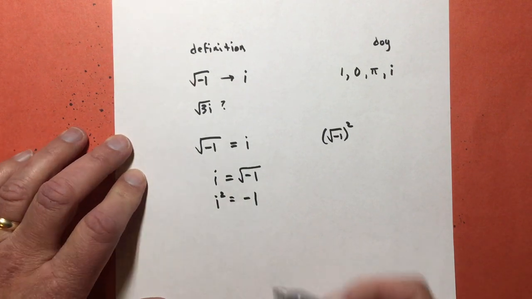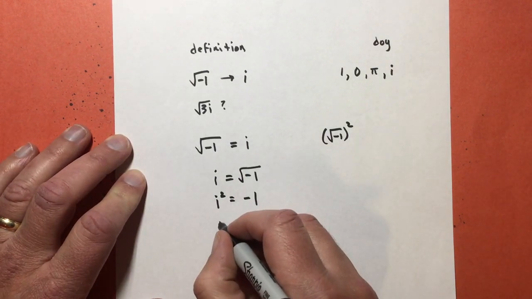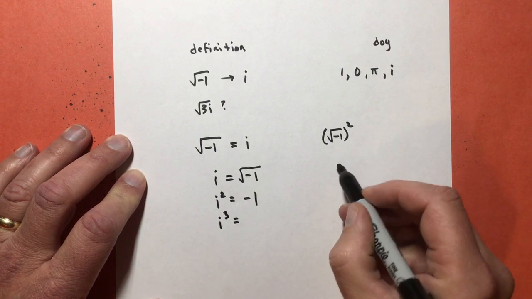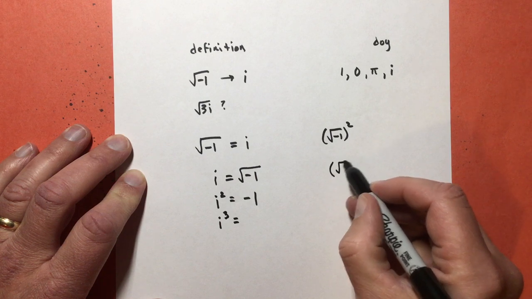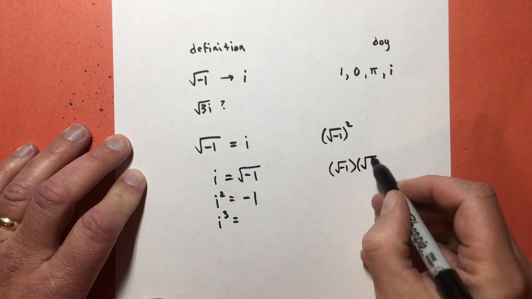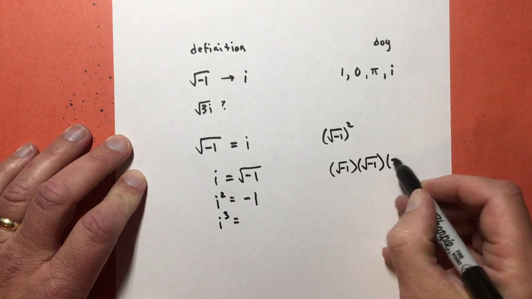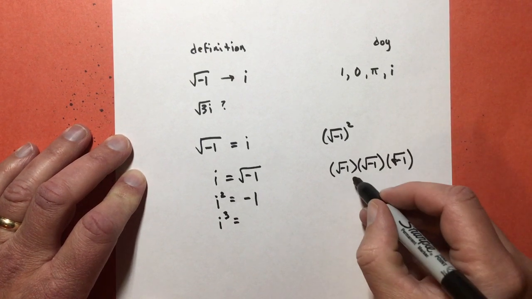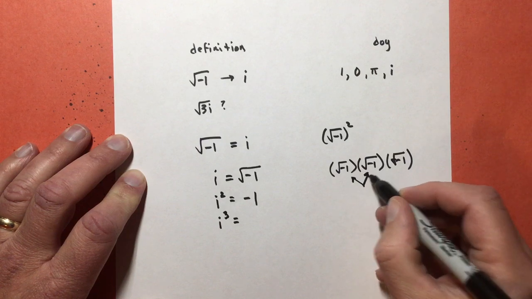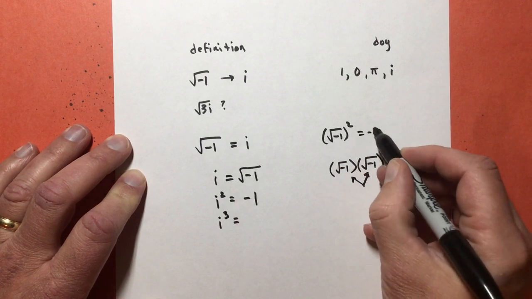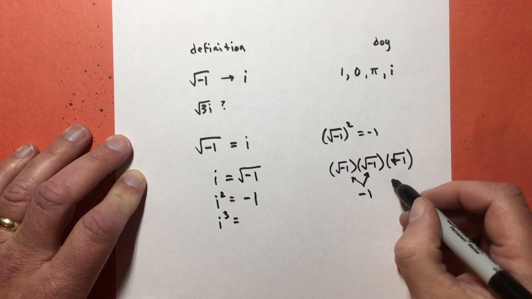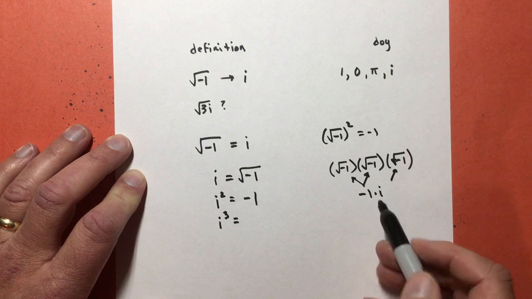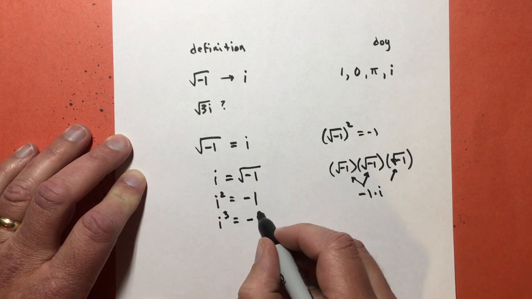Okay, well, let's keep up this pattern. Let's see what happens. What is i to the third power? All right, so that would be the square root of negative 1 times the square root of negative 1 times the square root of negative 1. These two multiplied is what I had up here, negative 1. This is i. Negative 1 times i is negative i.